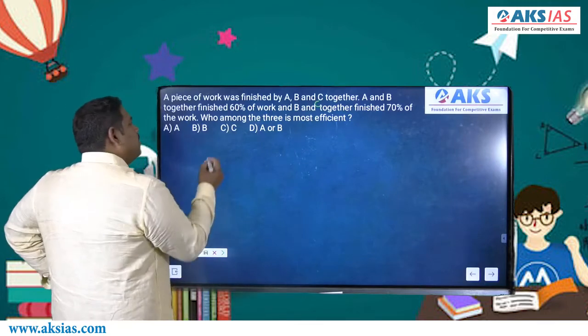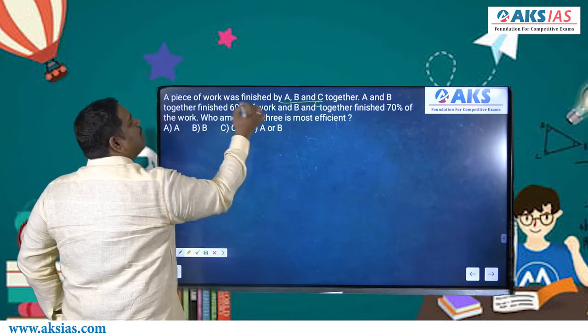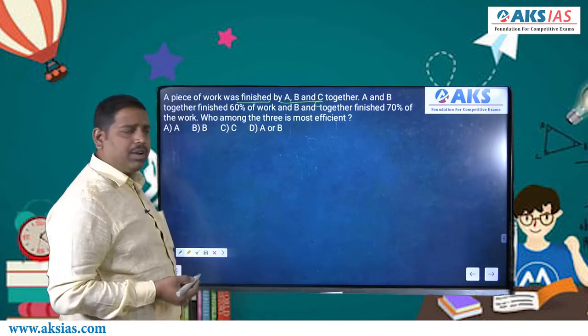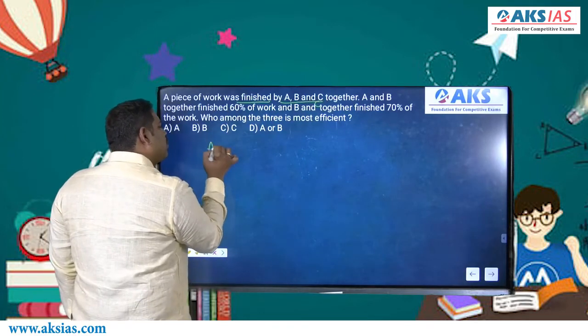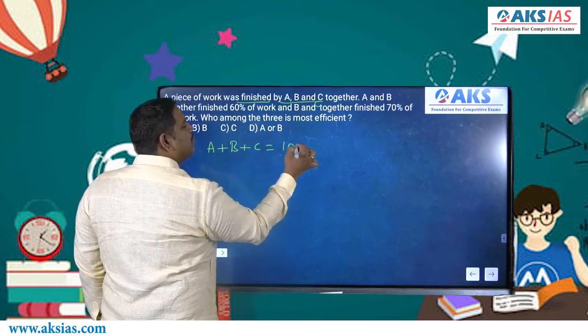Observe here. A, B, C together finished a piece of work. Is it correct or wrong? So I am assuming the total work is 100%. That means A plus B plus C did how much percent of the work?